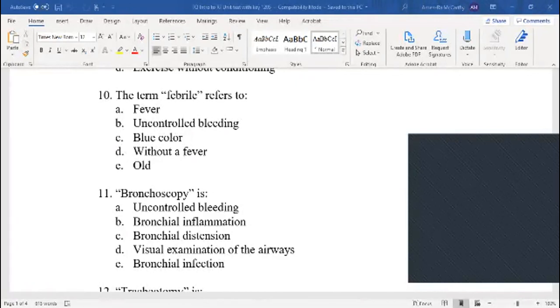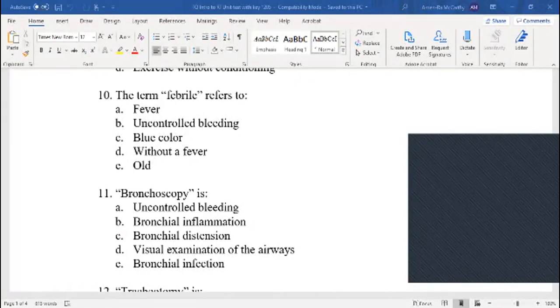All right, Lori. 10 is A, fever. Good. Febrile means they have a fever. What would blue color mean? What word is for blue color? Anybody? Cyanotic. That's a low oxygen. They become blue, right? Cyan. Cyanotic.